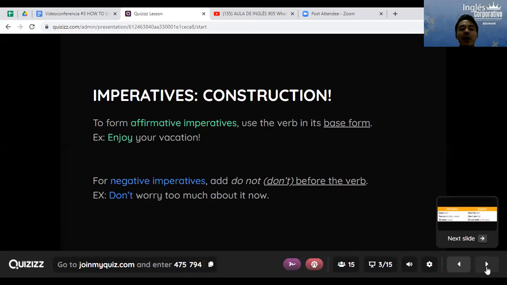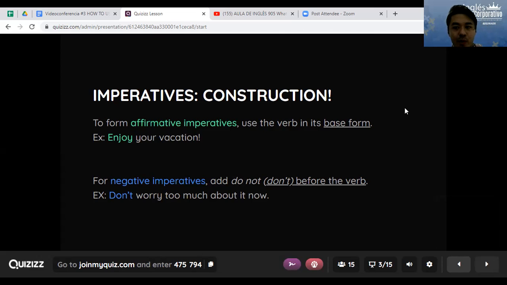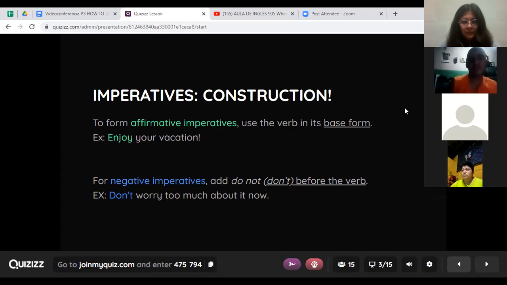Now, how do we use them in terms of the structure? Whenever we are talking about imperatives, as with any other tense, we can use affirmative and negative, right? So we use both. Whenever we're talking about affirmative imperatives, pretty much we just need the base form of the verb, nothing else, simple like that. So for example, I say, enjoy your vacation.